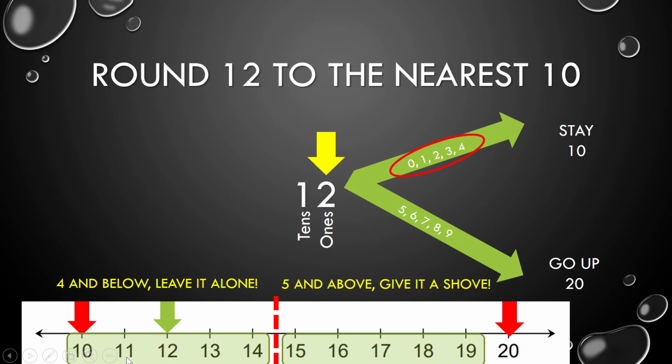So again, if you had 11, 12, 13, or 14, those would all round to 10. And of course, 10 would stay 10. If we had a 15, a 16, a 17, an 18, or a 19, right, all of these digits, the 5, the 6, the 7, the 8, and the 9, they are 5 or above. And so again, we give it a shove, we round them up to 20, because as you can see on the number line, they are closer to 20 than they are to 10.